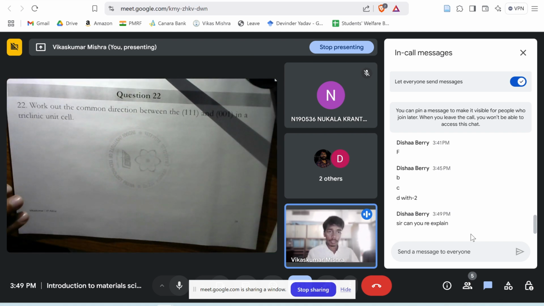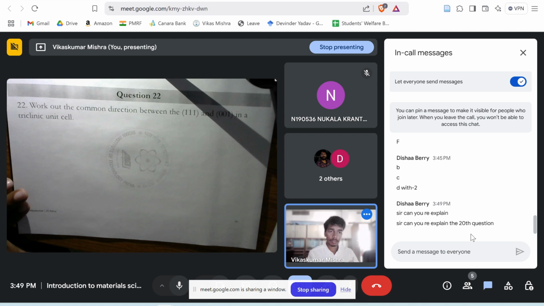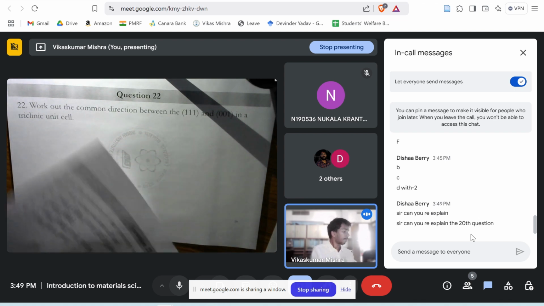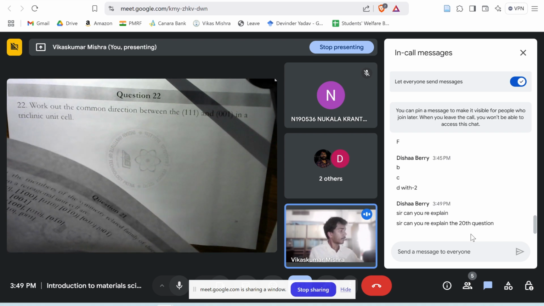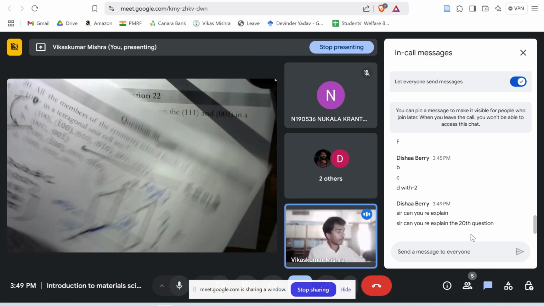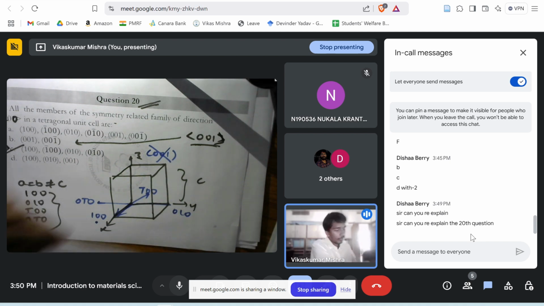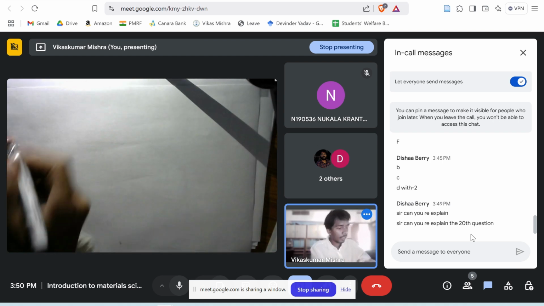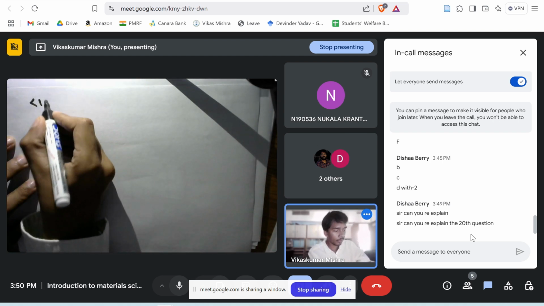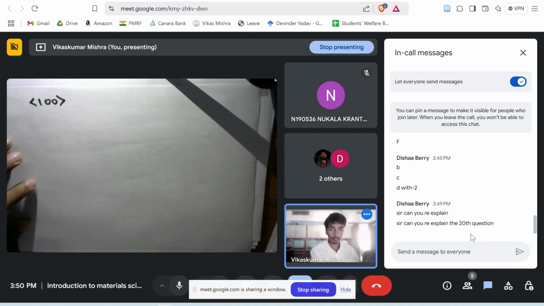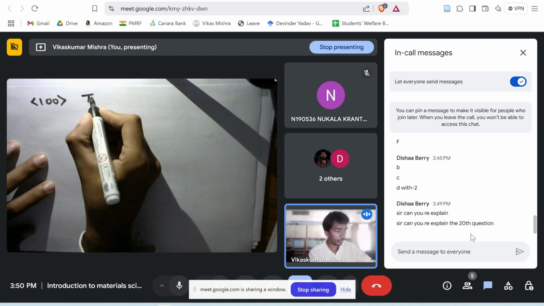Now, sir, can you re-explain the 20th question? Yeah, sure. See, in this question, we need to write the family of direction in the tetragonal system, that is 100, in this particular direction. That is to follow tetragonal.